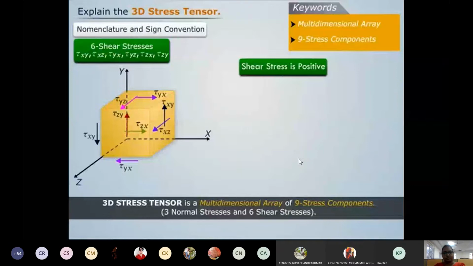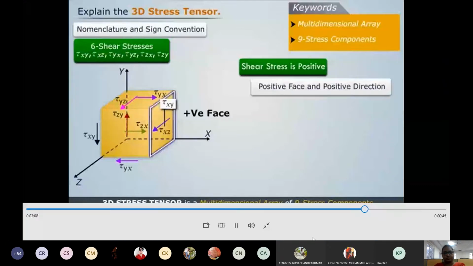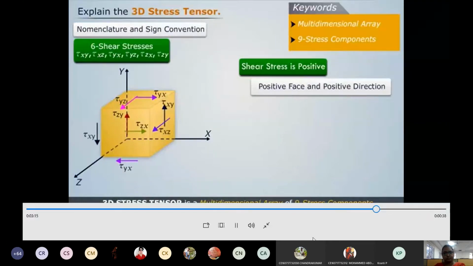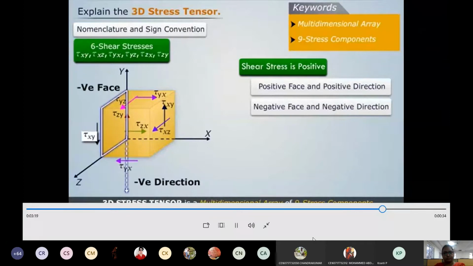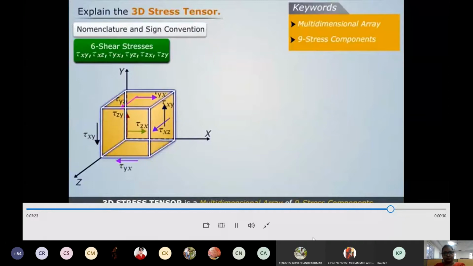Shear stress is positive when it acts on the positive face in the positive direction of an axis. It is also positive when it acts on the negative face in the negative direction of an axis. Thus, in this given stress element, all the shear stress components are positive.